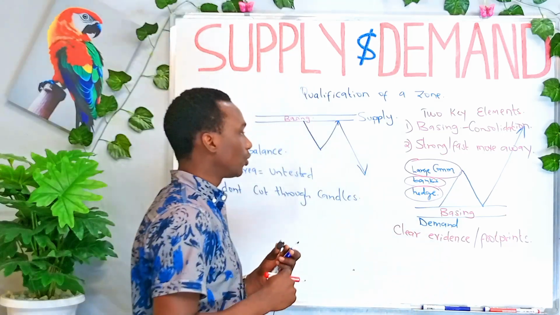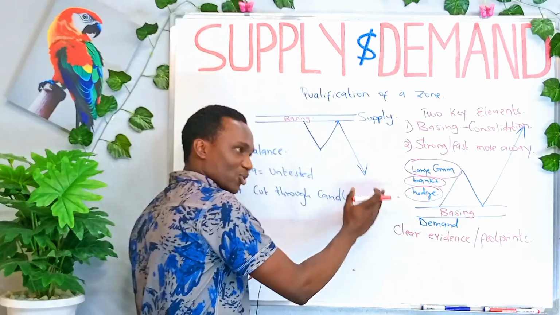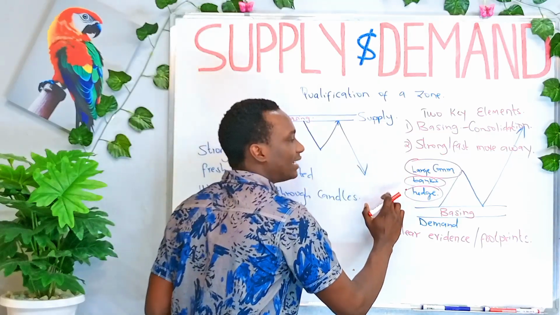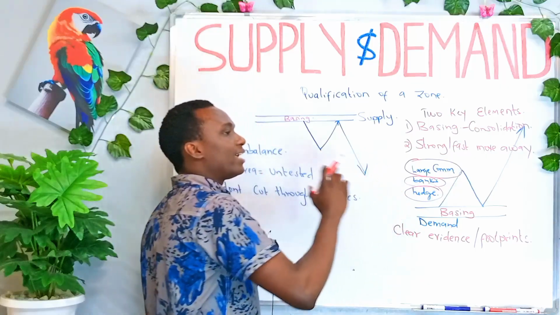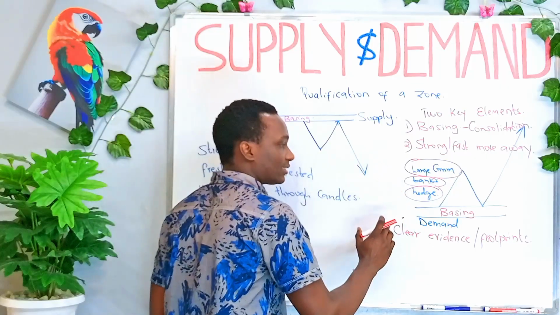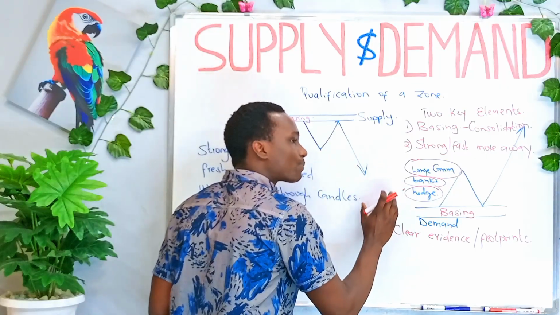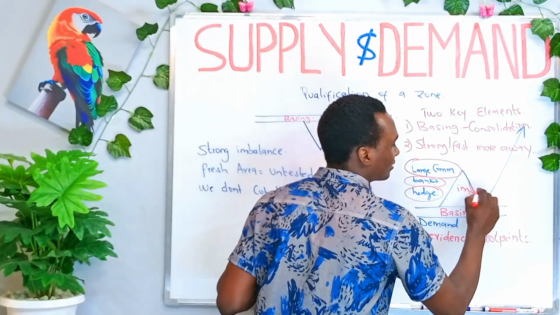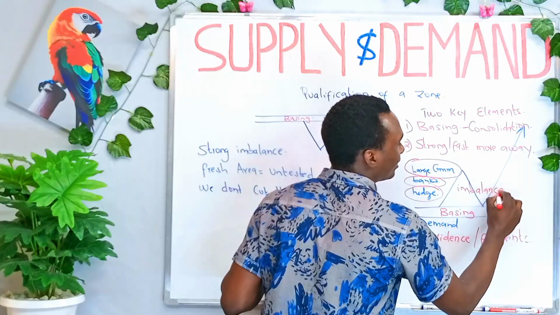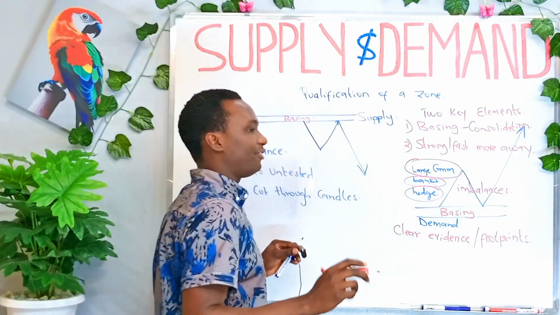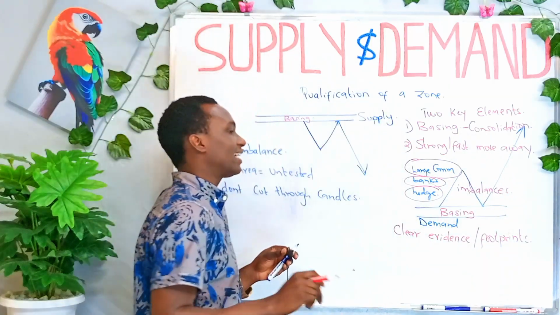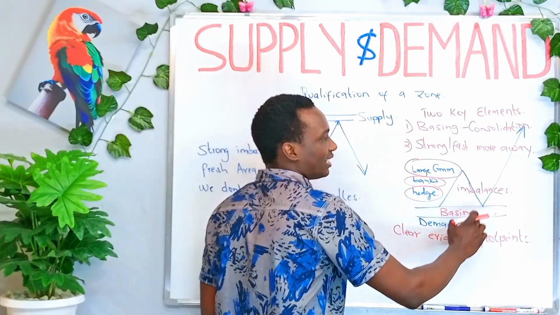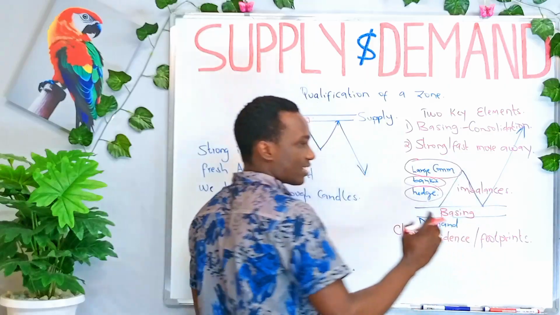Okay, good. Remember that I've said that these zones form because large players like commercial banks and hedge funds have millions of dollars and they generate explosive moves that define these imbalances. Okay, they create market inefficiencies. And I said that this involves the formation of basings and these strong moves away.